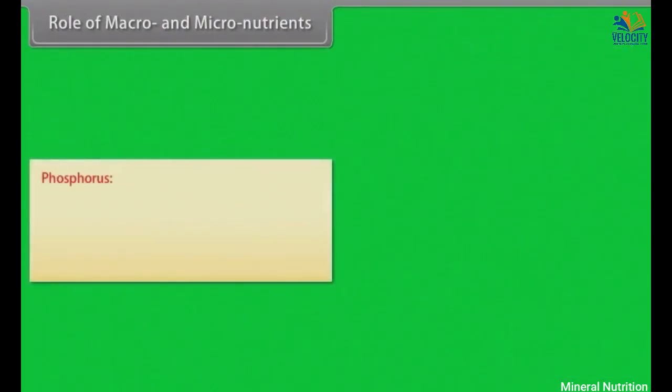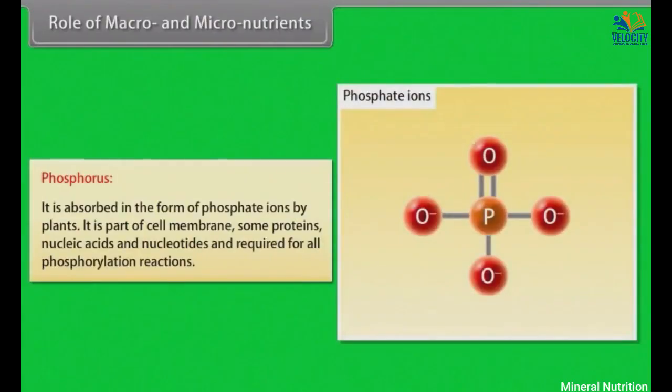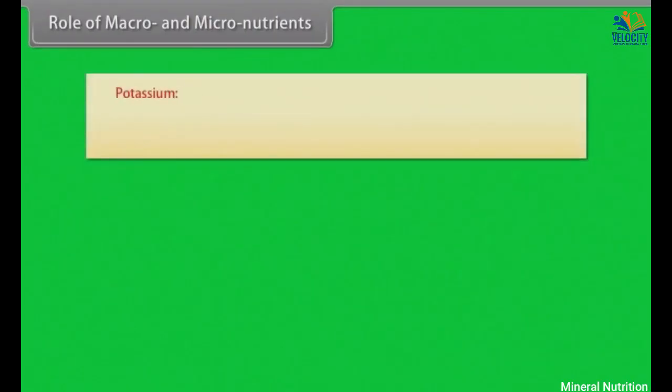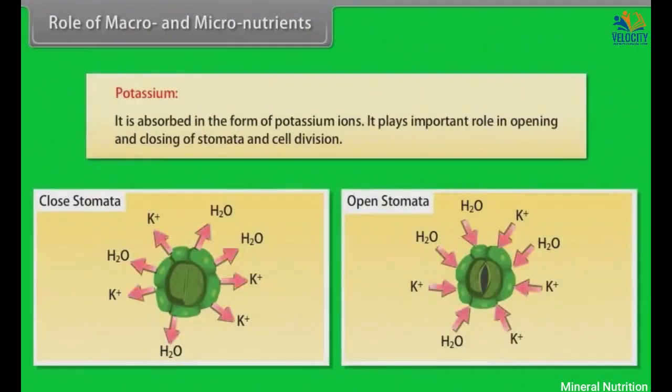Phosphorus. It is absorbed in the form of phosphate ions by plants. It is part of the cell membrane, some proteins, nucleic acids and nucleotides, and is required for all phosphorylation reactions. Potassium. It is absorbed in the form of potassium ions. It plays an important role in opening and closing of stomata and cell division.